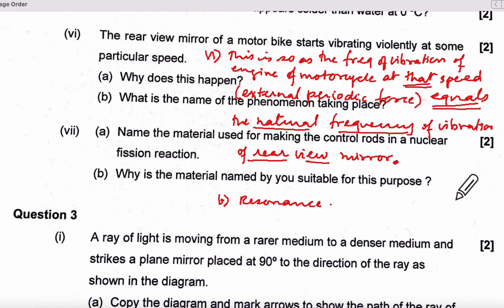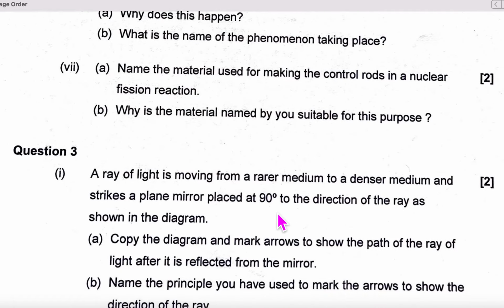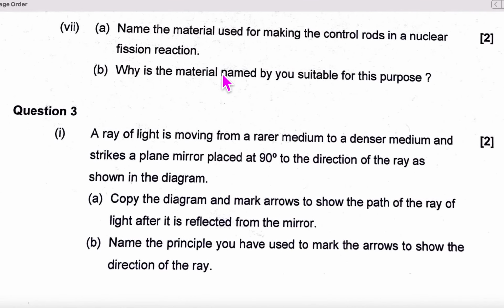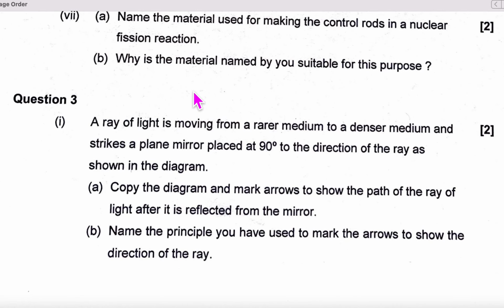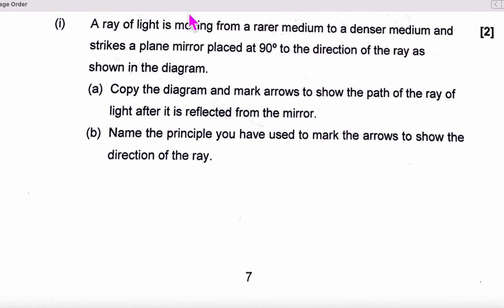And then you can just write resonance as the name of the... name the material used for making control rods: cadmium. Why is this material suitable? Because cadmium absorbs extra neutrons. Okay, so this is there in your nuclear physics. Let us come to question number 3.